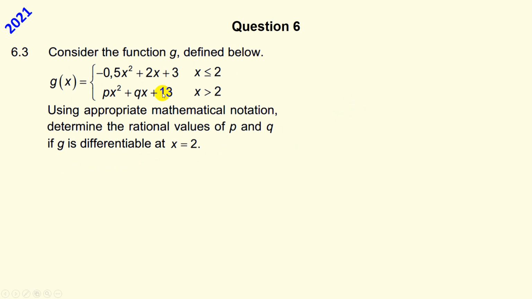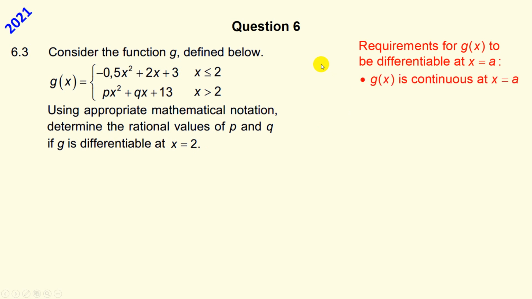So now we have two functions, two quadratics. That for x less than 2, that for x greater than 2. And we have to determine the values of p and q to make g differentiable at x equals 2. So here are the requirements for g of x to be differentiable. G of x is continuous at x equals a. So those three steps of continuity before are expected here.